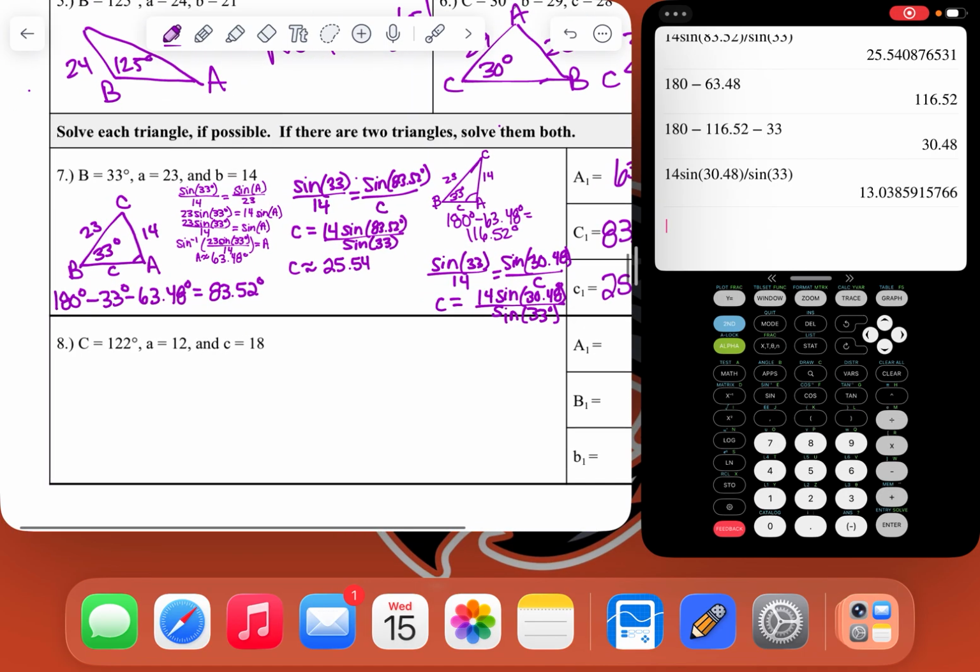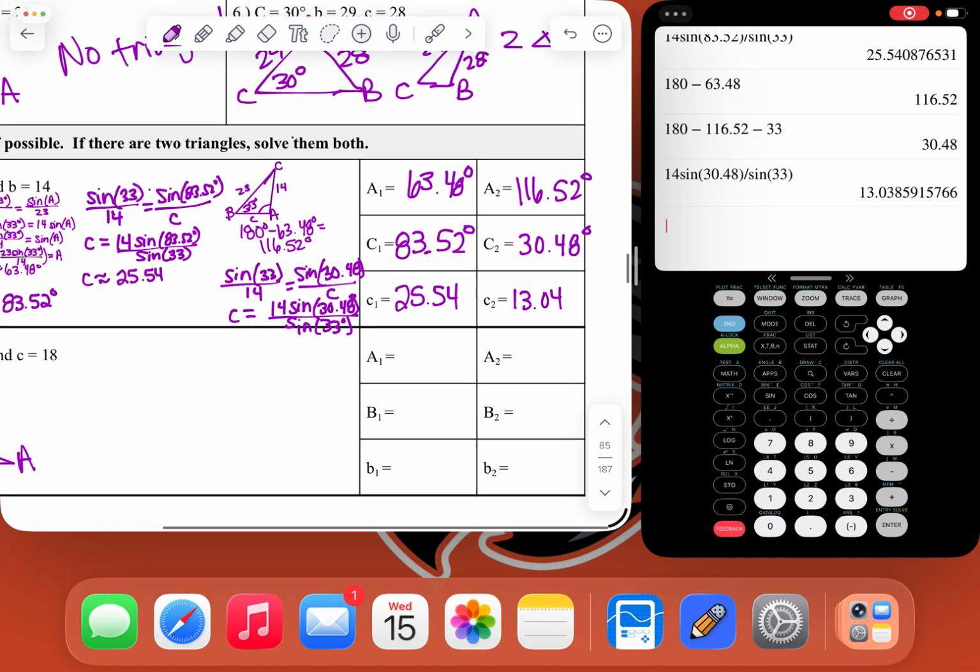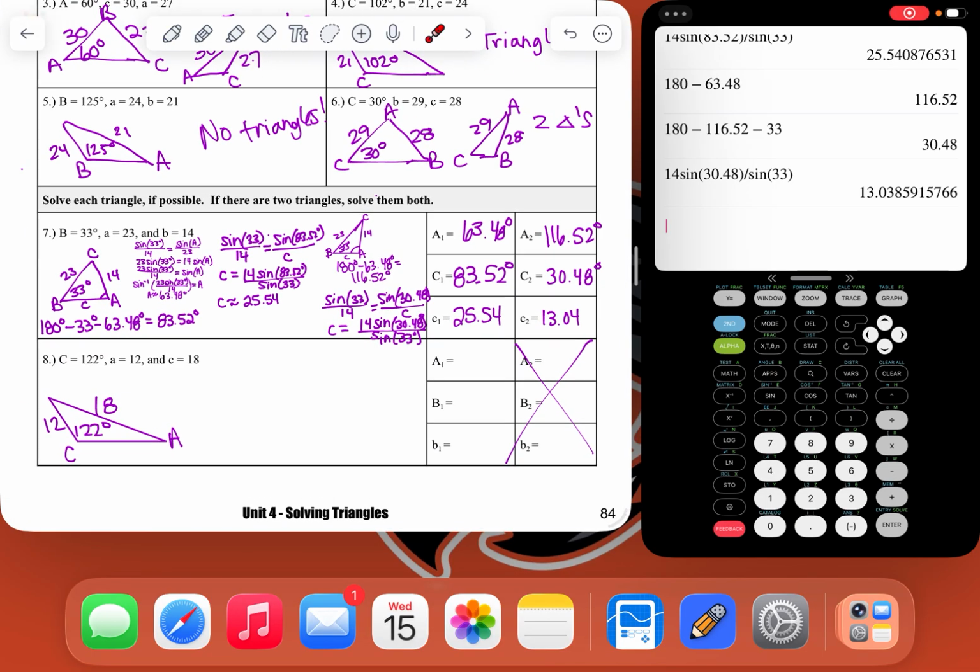All right, so in this next one, we've got an obtuse angle 122 degrees. So that's angle C, and across from it is 18. The other side they gave us is 12. So because this is bigger than this, we only have one triangle this time. So we only need to solve for one triangle, so we can cross out this. It's impossible to have a second triangle because this side is bigger than this one.